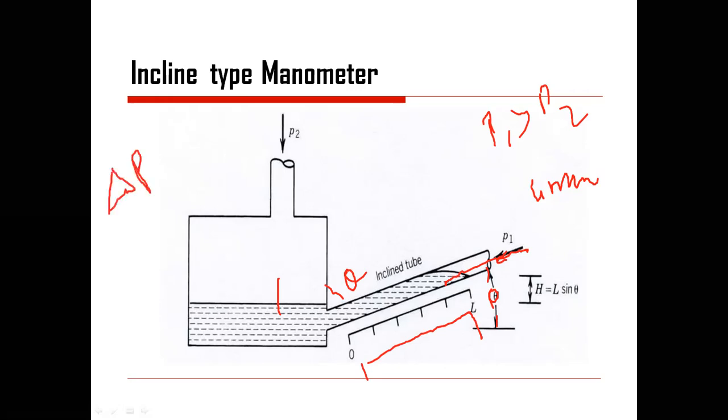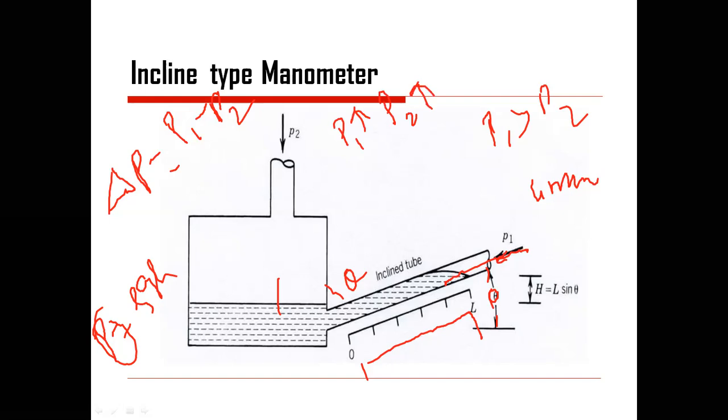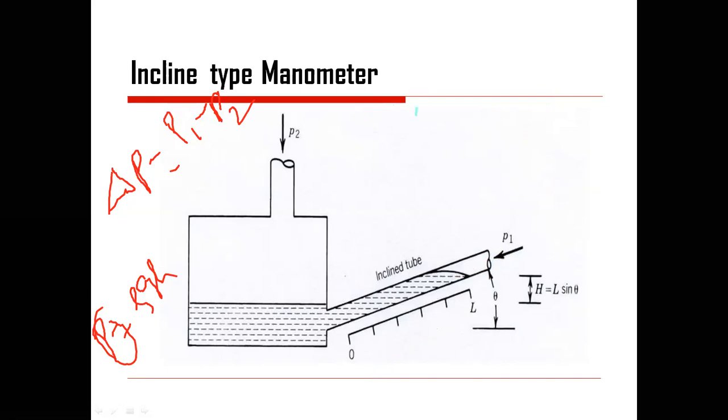Why I am specifying this: though P is equal to rho G H, our P is now replaced by two pressures, that may be P1 minus P2. And depending upon whether P1 is greater or P2 is greater, we are trying to determine this value. So for the inclination type, what we are trying to determine is what output is supposed to be generated and how we are measuring that particular output.